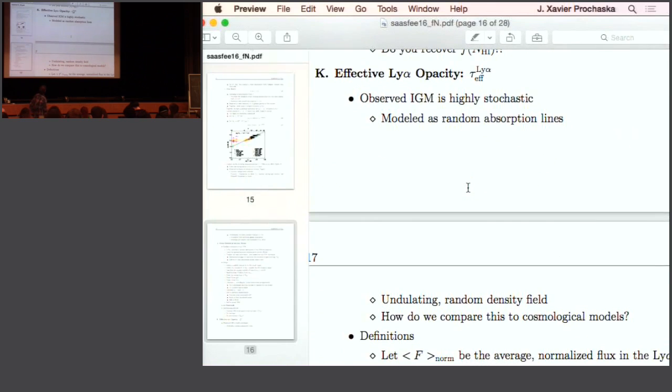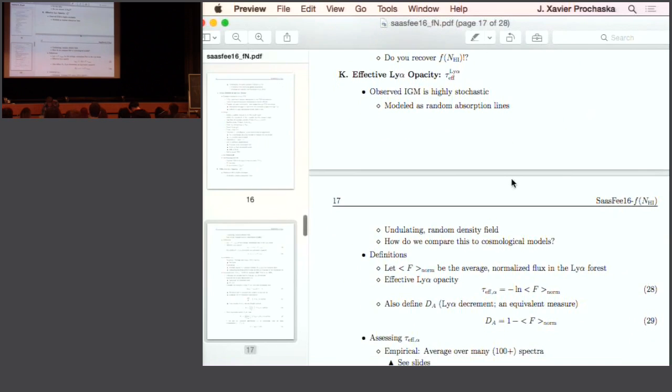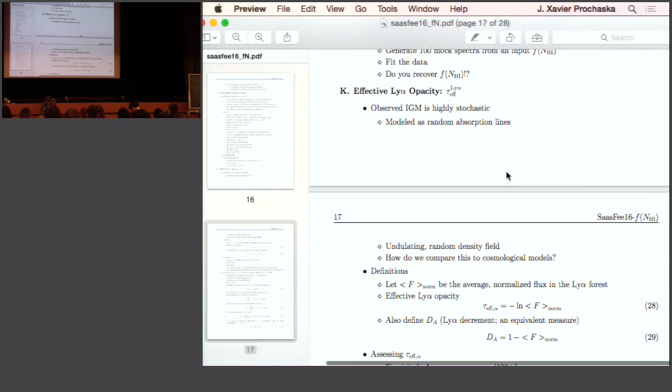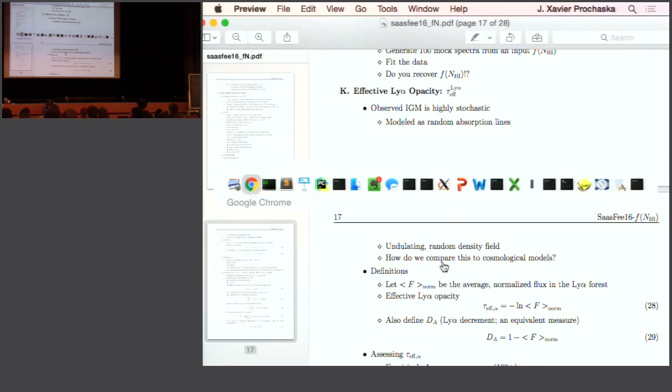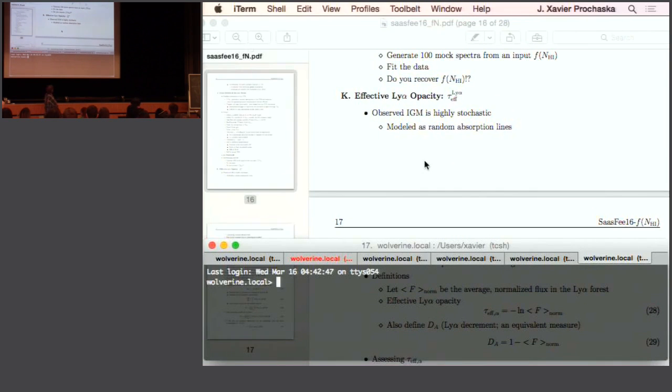One example of using that distribution function. Let me now turn to effective opacities. The IGM as we've observed it and modeled it is highly stochastic, and would be very difficult to describe from the numerical simulations. As a result, one of the more powerful cosmological constraints that we get from the IGM is the effective opacity.